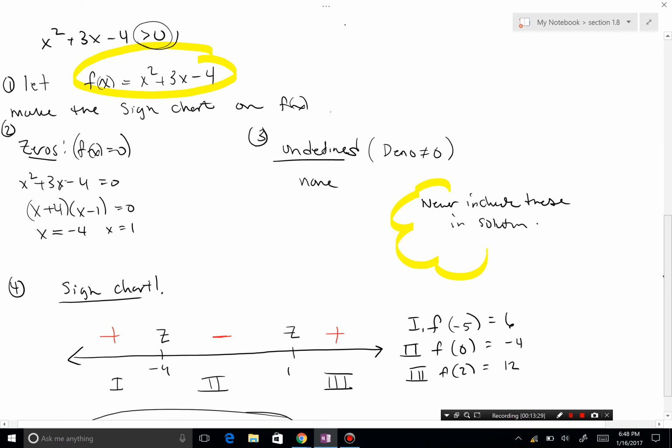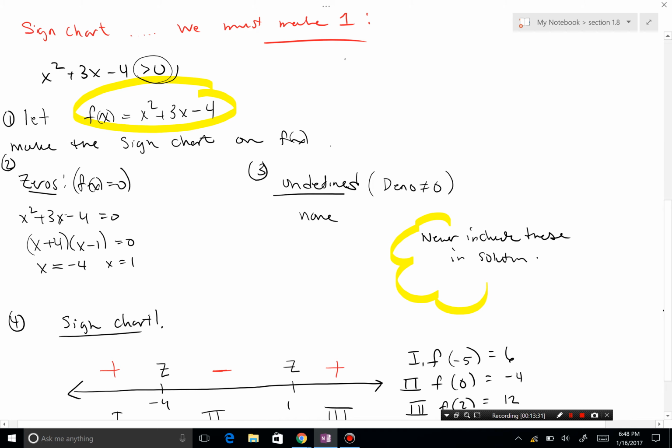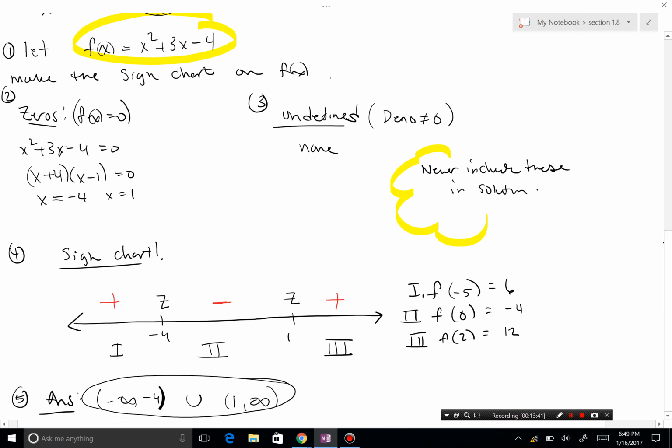So let's just do a rundown of it. Number 1, forget the inequality and label your function. Number 2, figure out when the function is equal to 0. Figure out what numbers make the function blow up and become undefined, which means what numbers make a denominator equal to 0. In this case, we had none because there were no denominators.